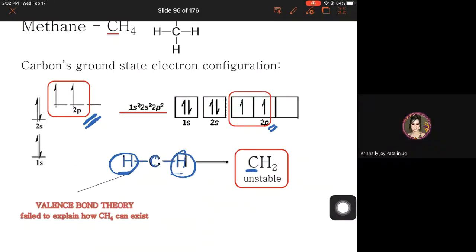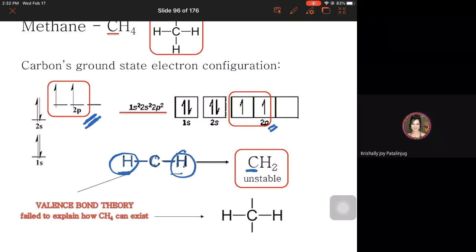Okay? So, in this case, paano natin ngayon ma-explain yung existence ng mga molecules forming covalent bonds with a central atom? Alright? Paano sila nagfo-form ng covalent bonds, yung mga molecules na may central atom?